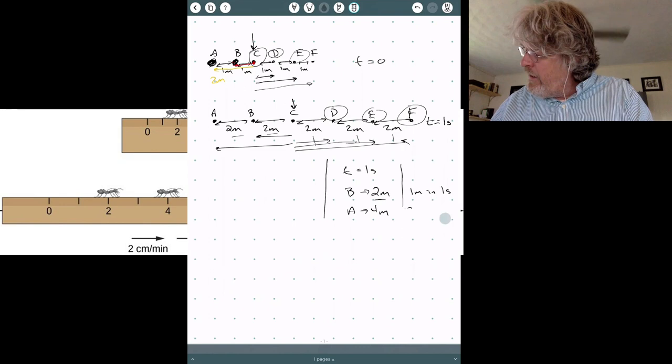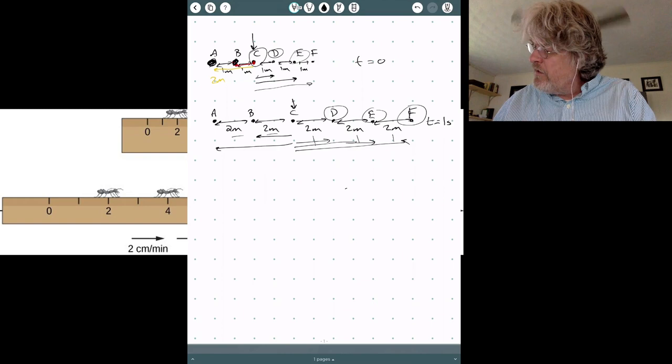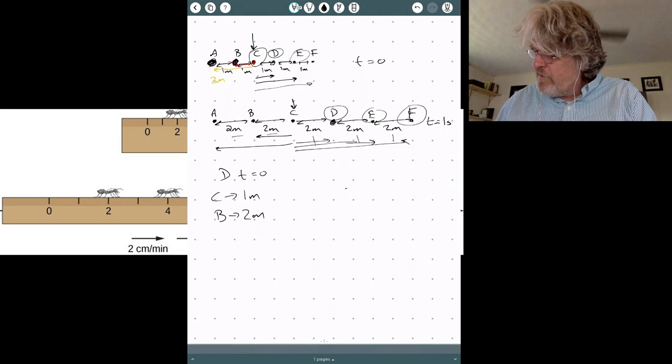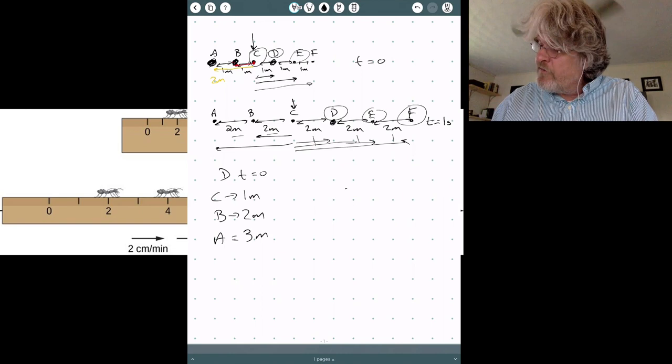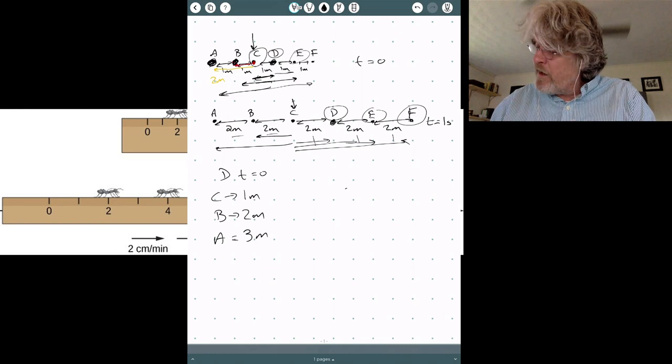and I look at one of the other galaxies? I'll look at galaxy D. So here we are looking at galaxy D at t equals zero. C is 1 meter away. I'll look to both sides. B is at 2 meters, and A is at 3 meters away. So here we are in galaxy D: I've got 1 meter, 2 meters, 3 meters. And then looking in the other direction, E is 1 meter and F is 2 meters.